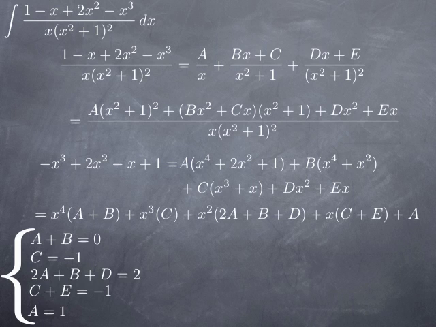You see that a is 1 and a plus b is 0, so b is negative 1. C is negative 1, and therefore we can also find d and e, because d is now 2 minus 2a minus b, and we have found a and b, and e is negative 1 minus c, and we have found c. So this way we find a is 1, b is negative 1, c is negative 1, d is 1, and e is 0.